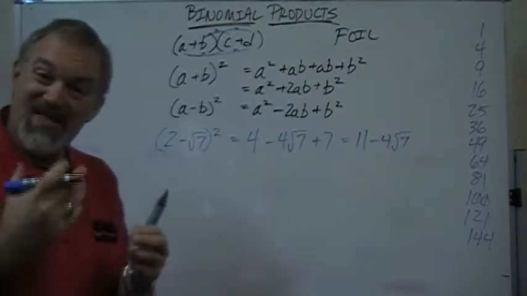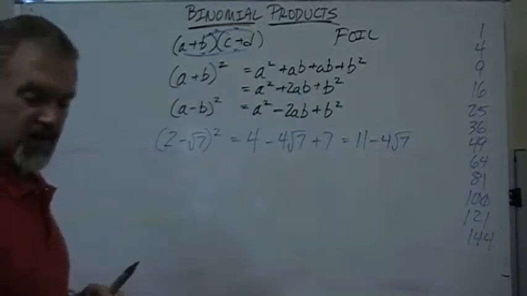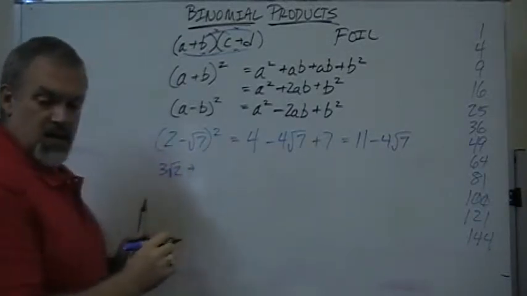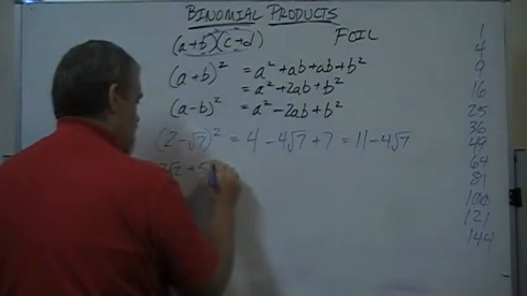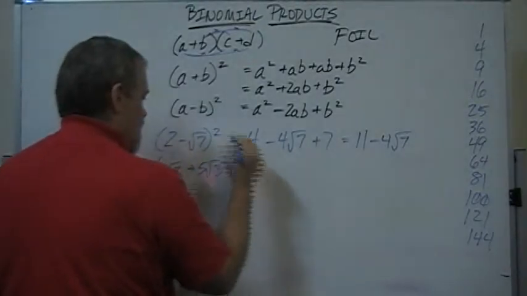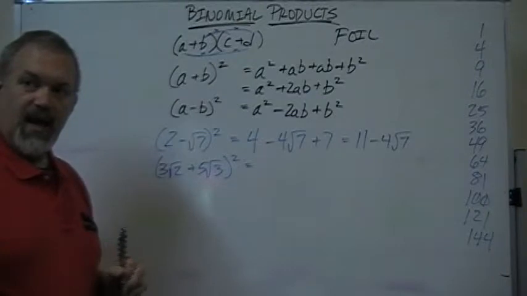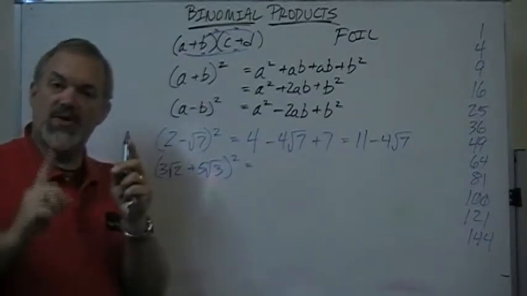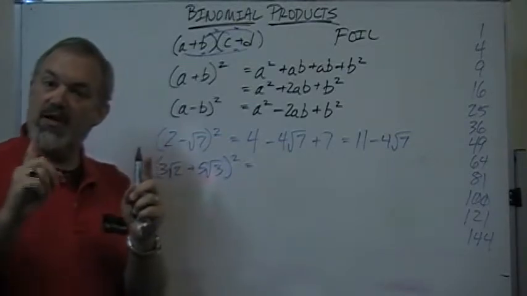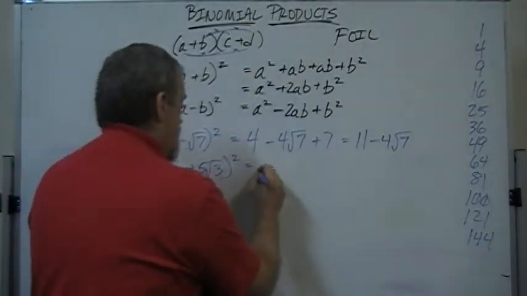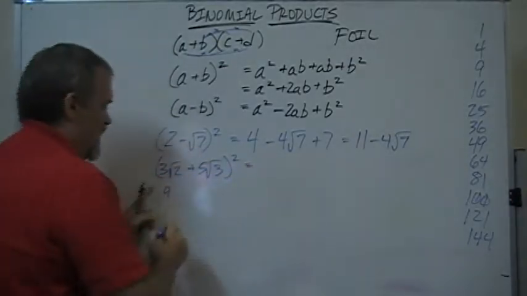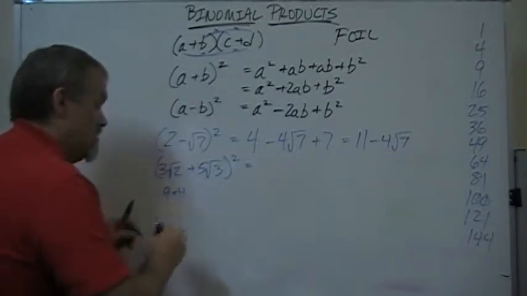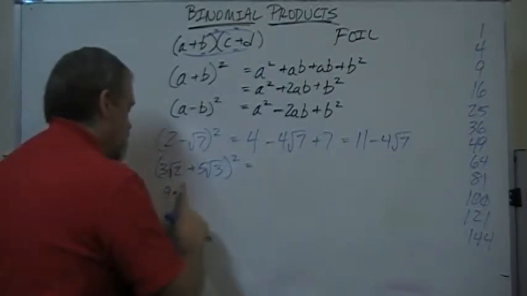Same thing works with slightly more complex ones. Let's say, for example, 3 root 2 plus 5 root 3, quantity squared. Again, I multiply this times itself, I square it, which means 3 root 2 times 3 root 2. Multiply the numbers together, 3 times 3 is 9. Root 2 times root 2 is, excuse me, not 4, it's 2.